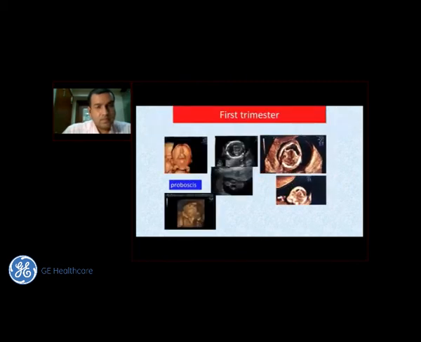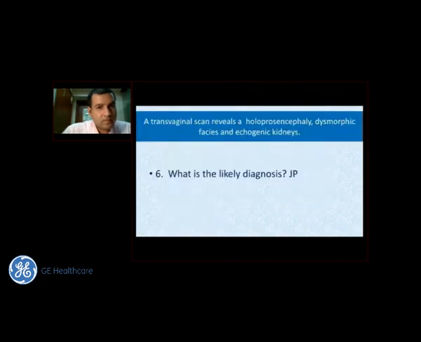So transvaginal scanning reveals this. And this is the fetus which is showing a holoprosencephaly. You have gross changes. Yeah, so it was the maternal adiposity which was not able to pick it up. So the transvaginal scan reveals a holoprosencephaly, dysmorphic faces, and echogenic kidneys. So now, Dr. Jimit, what do you really think? And this is, remember, the first trimester. So holoprosencephaly, and what would be the likely diagnosis?